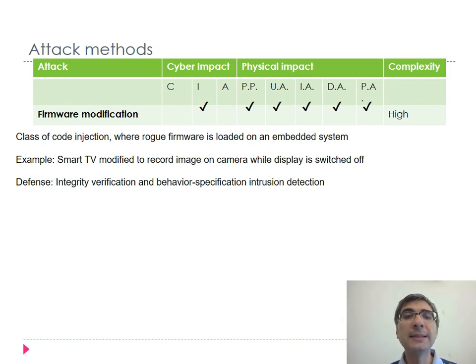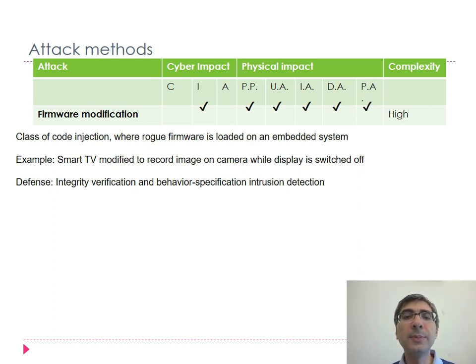As an example, a smart TV might be modified to record the image on a camera while the display is switched off. So it doesn't matter what the smart TV is doing, the camera is still there, and the firmware might be recording even if it doesn't look like it is on. So this is one of the first attacks that were shown for smart appliances, for smart devices in general, for smart TVs in specific, and they made quite an impression when they were first shown in a Black Hat conference, if I remember correctly.